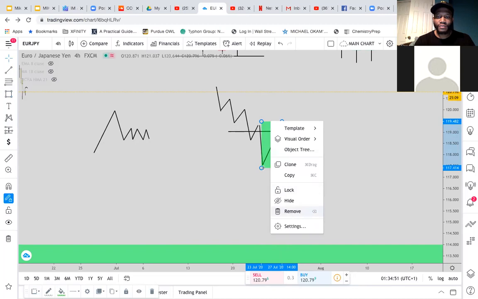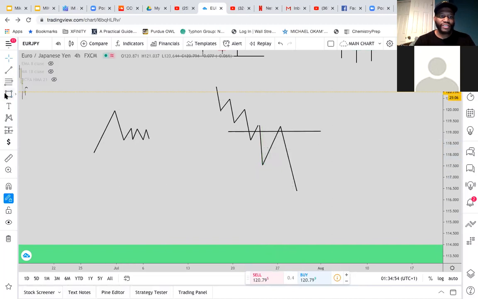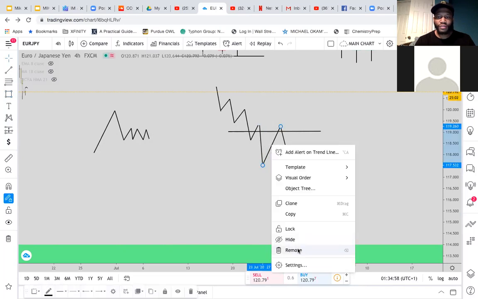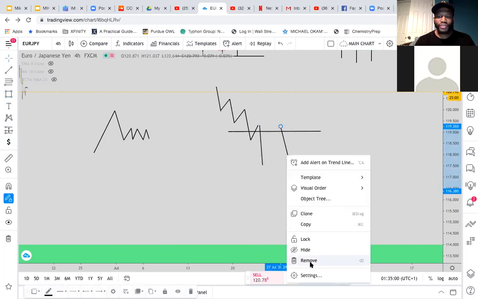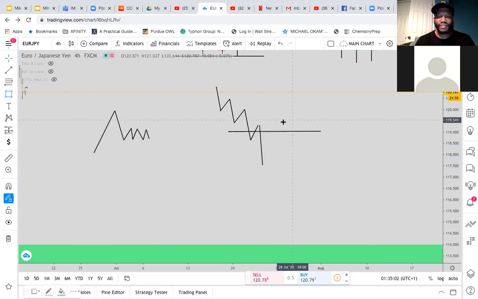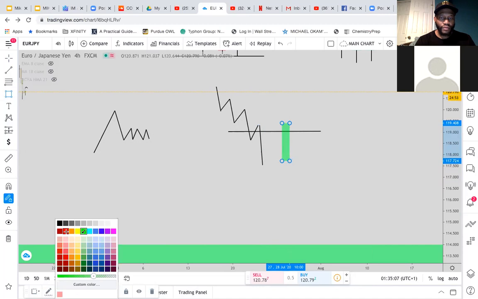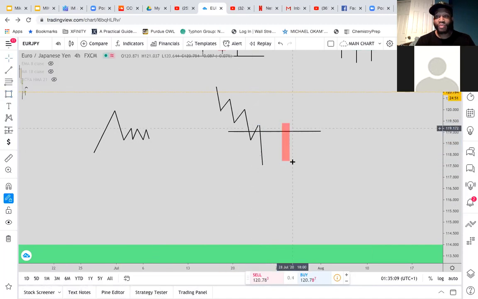Let me show you something. Would you consider this a break of support, or a tested area of support? This was a sell candle. I would call it a break. A break, because it overlapped the support area. Yeah. So actually, this is called a tested candle.